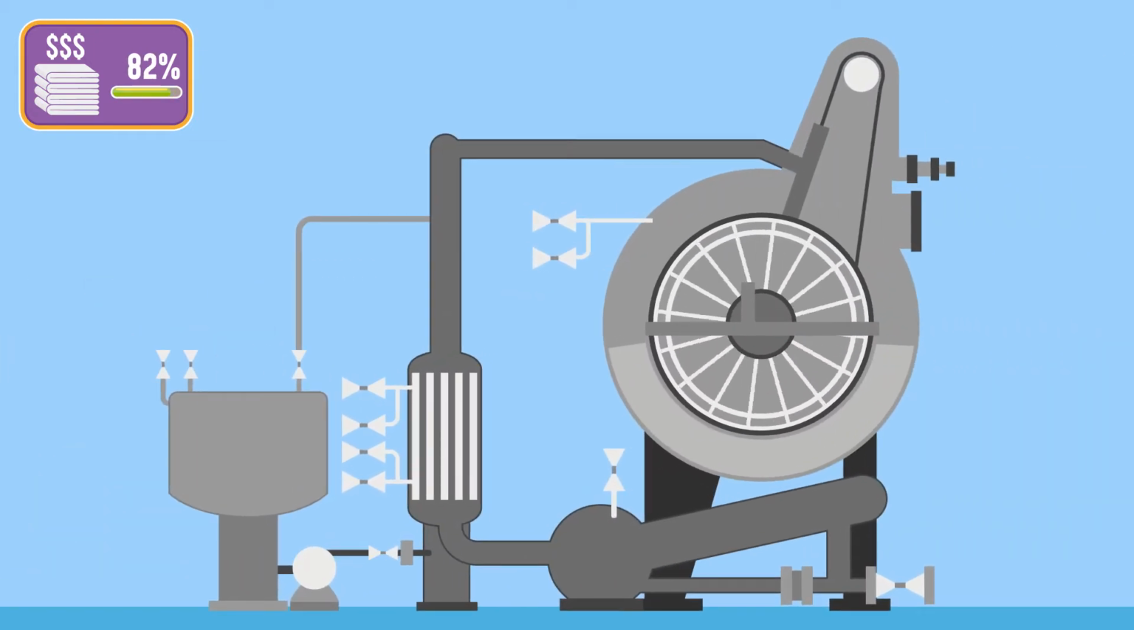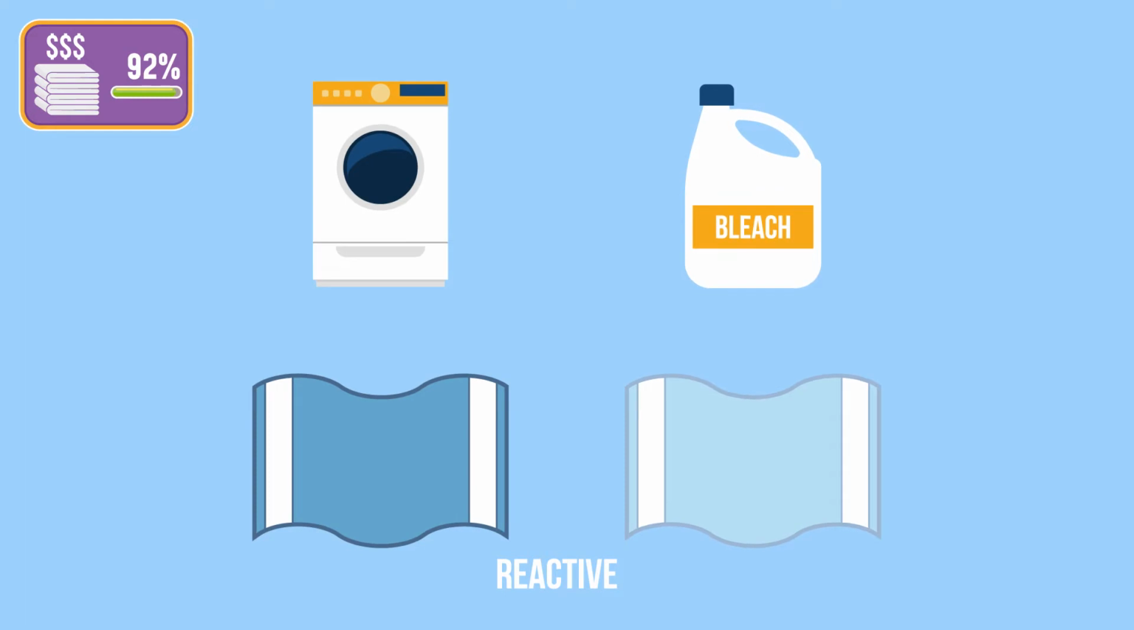Different methods of dyeing affect product quality. Reactive is your least expensive choice, while vat is more expensive but will keep color from fading.